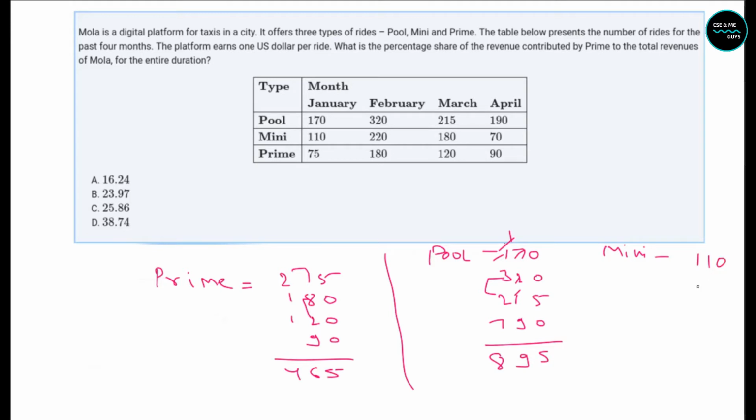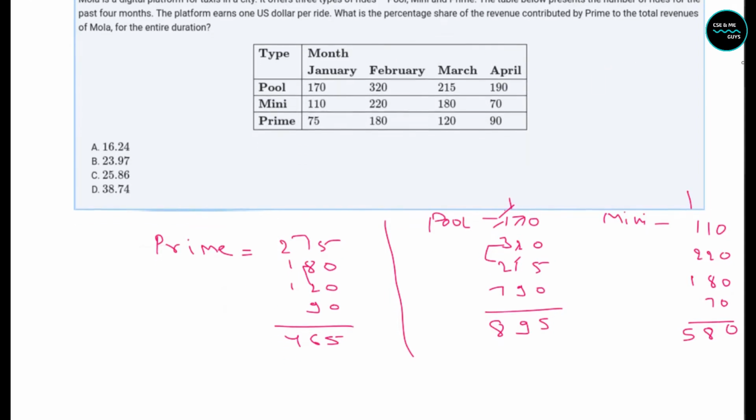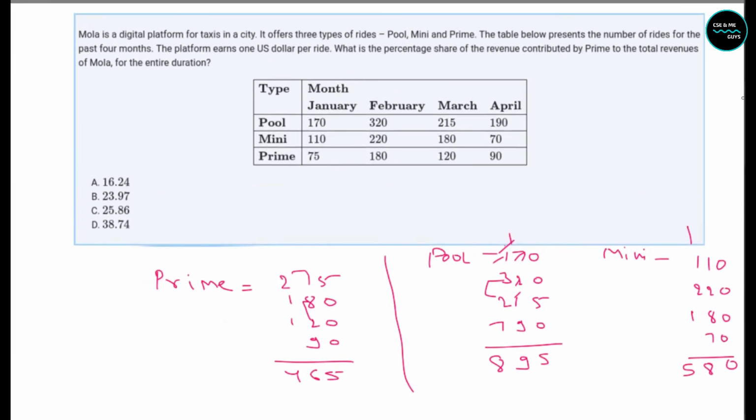Then for mini, it is 110, 220, 180 and 70. It will be 580. So we did calculate the total rides for all three.